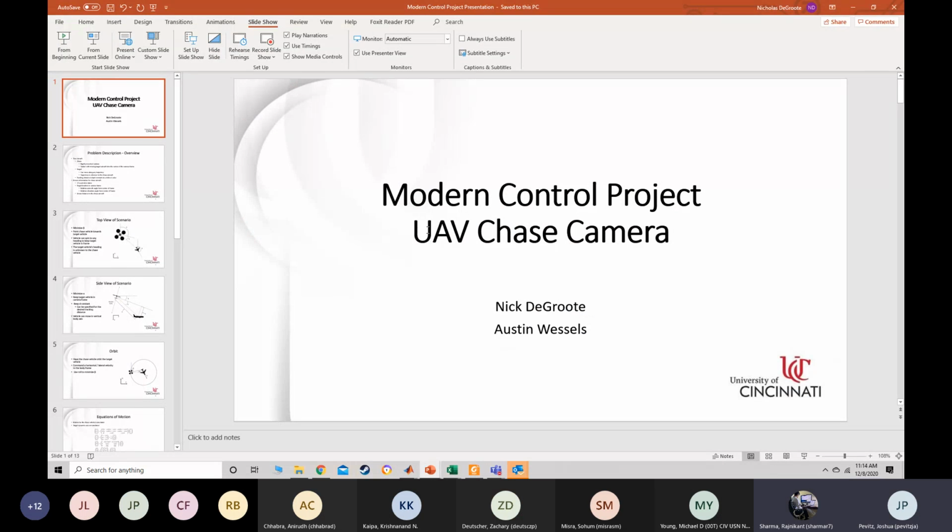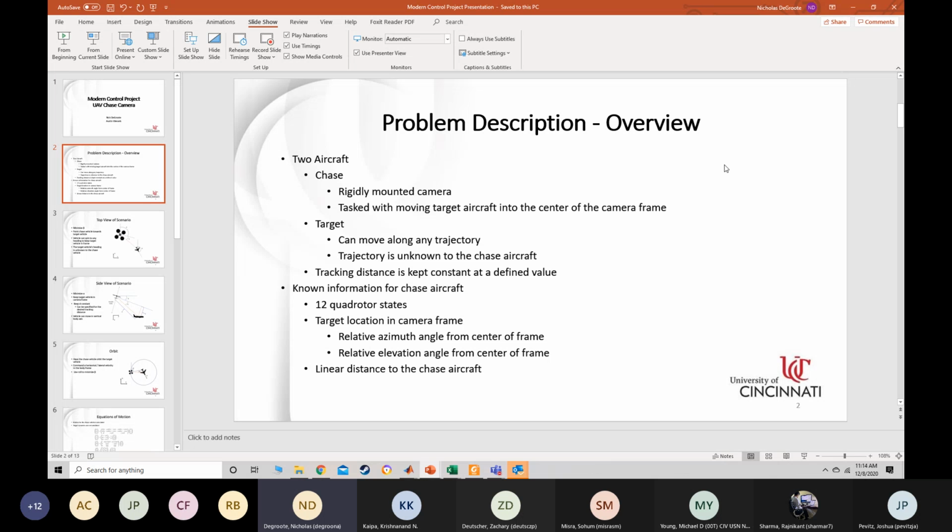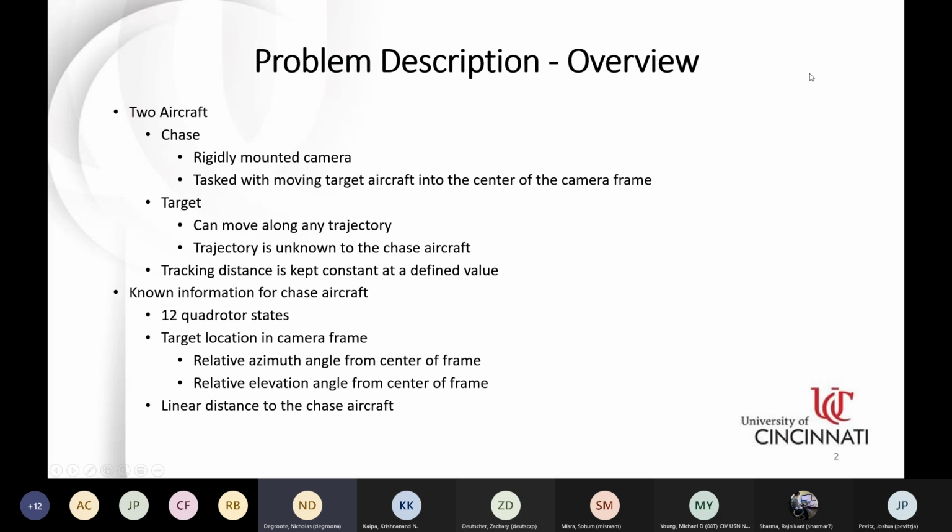Okay. Well, this is Nick DeGroote and Austin Wessels, and our project was about controlling a chase vehicle to track a target vehicle in a camera frame. To give a brief description of the project, first off, we have two aircraft. I'm going to go in the presentation mode, sorry. We have two aircraft. One has a rigidly mounted camera, and it's tasked with moving the target aircraft into the center of the camera frame.